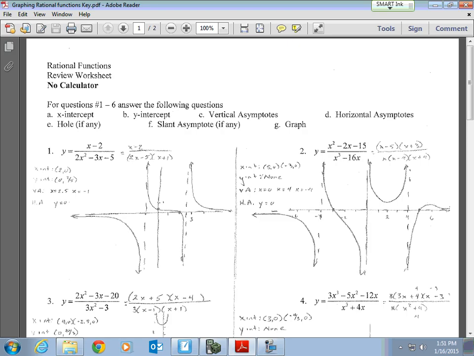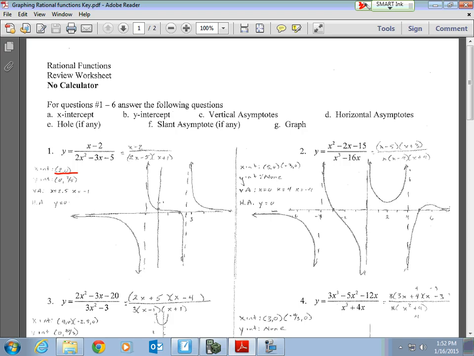So your first step would be to factor the top and figure out what values for x make the top 0. In question 1, it doesn't factor. It's already simplified. So what makes x minus 2 equal 0? When x equals 2. And so my x-intercept is (2, 0).